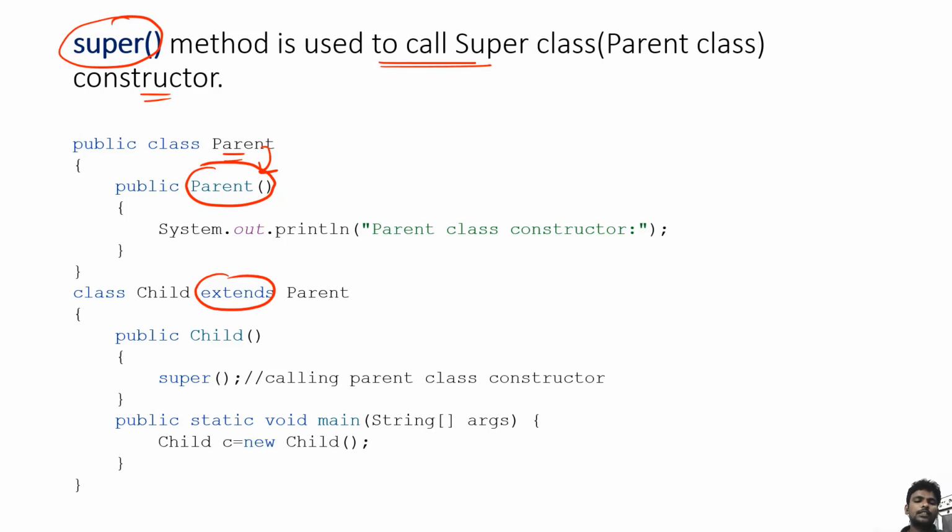Here the class name is Child, with a constructor. Inside the constructor I am calling the super method. The super method will directly trigger and call the parent class constructor. Here we don't have any other statement, so it will directly invoke the parent class constructor. In the parent class constructor, we have a statement that prints parent class constructor. So when you execute this program, we'll get the output: parent class constructor.